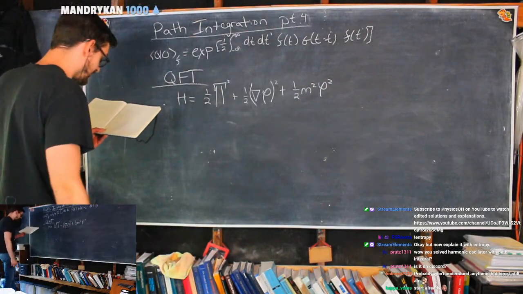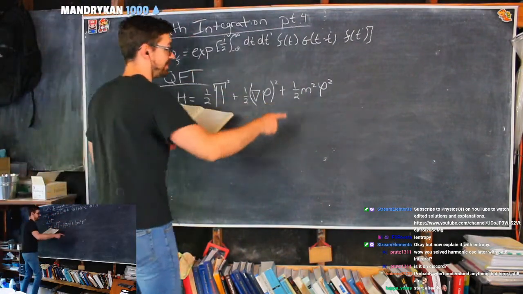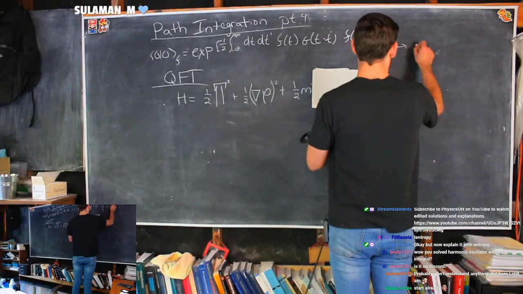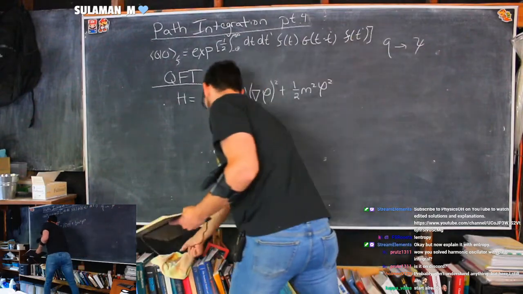Now, let's do a little bit of things that we did before. Last week we had a lot of q's for position. So now we're going to take that q and send it to a field. Oops, wrong Greek letter.